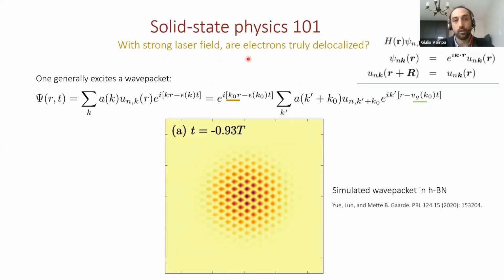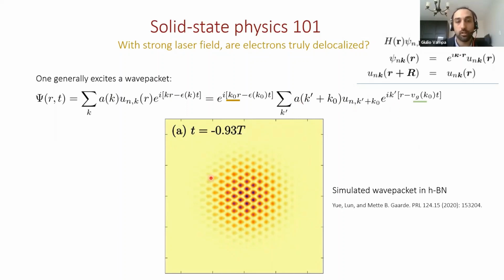I mean, I said that you have one Bloch function and it's completely delocalized, but really, it isn't. And the reason is whenever you excite the system, you create a wave packet. So you create a superposition of the Bloch waves with a certain amplitude. And just like in an ordinary laser pulse, you can rewrite this and factor out a plane wave component, and whatever you're left with is the actual wave packet.